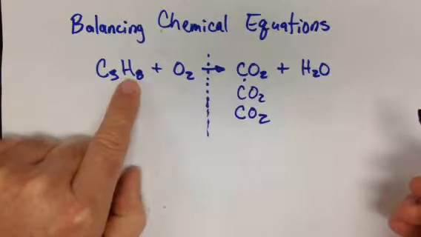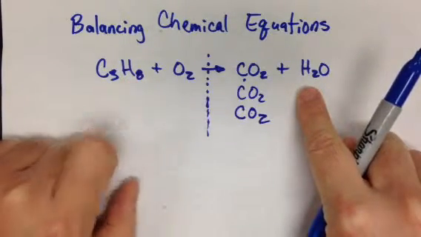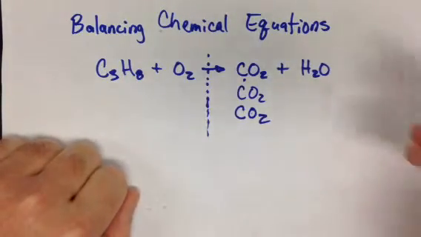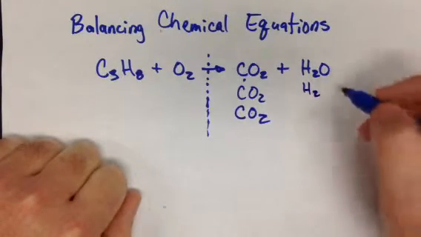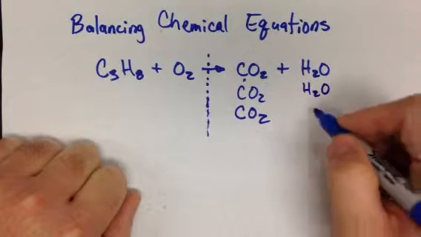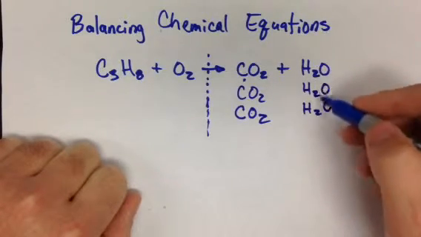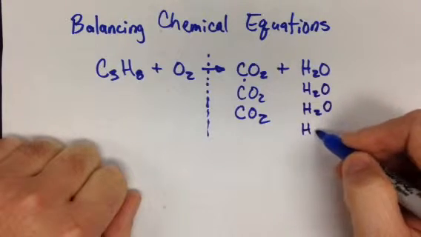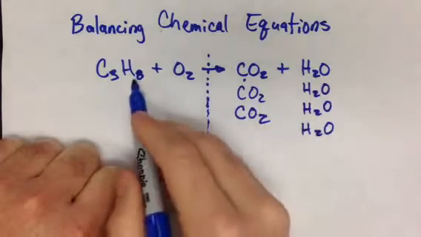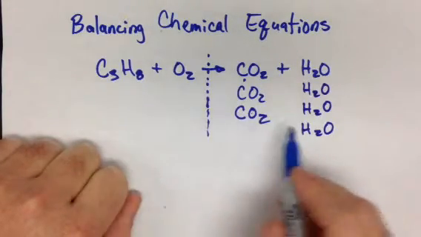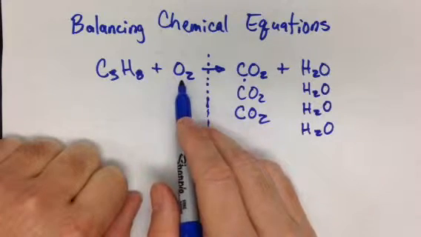Moving forward, you can see we have 8 hydrogens on the left, just 2 hydrogens on the right. This side has less, so we need to add there. Thing is, I can't just add H2, I have to add H2O, a whole other water molecule. That gives me 2, 4, 6. One more gives me 8. 2, 4, 6, 8 hydrogens versus 8 hydrogens. Now hydrogens are balanced, carbons are balanced, 3s, and now what's left is oxygens.